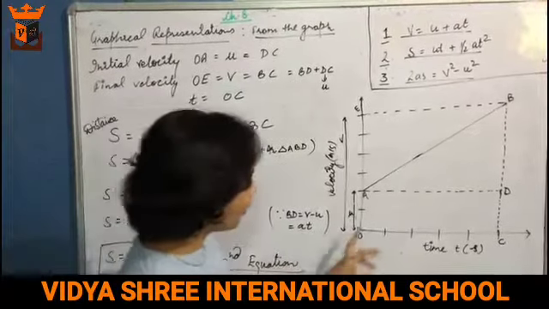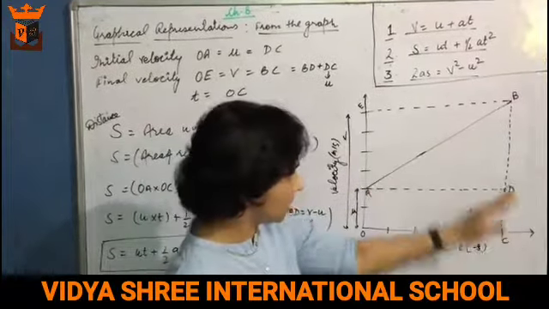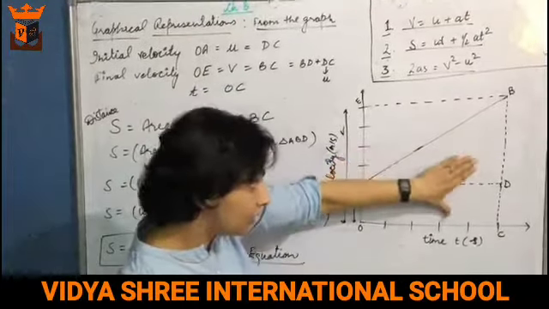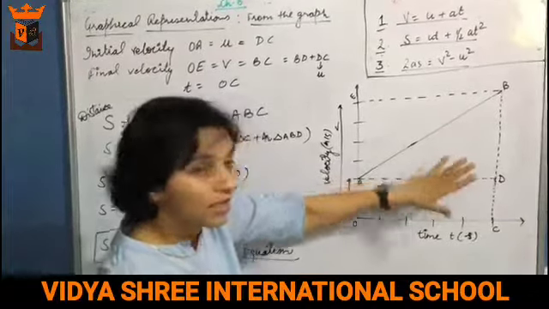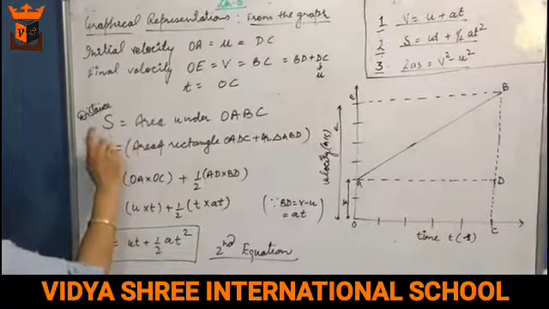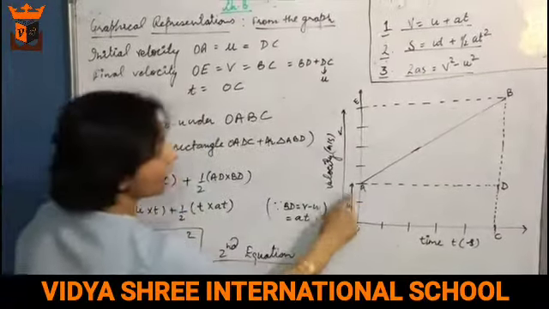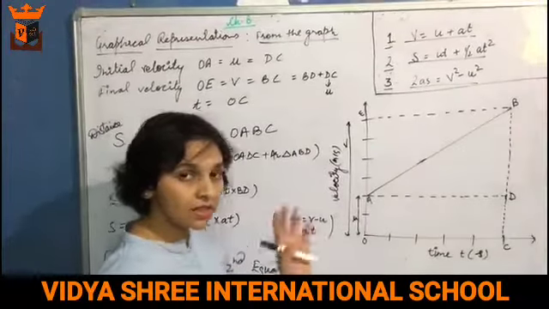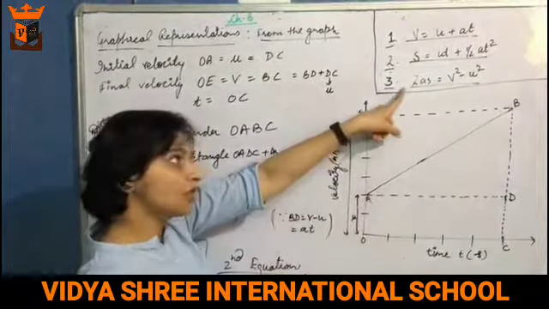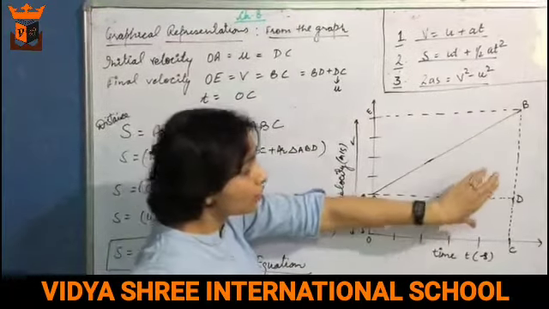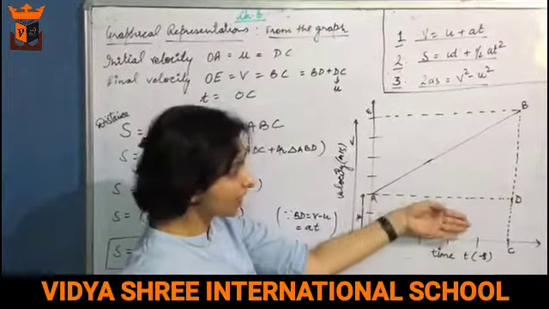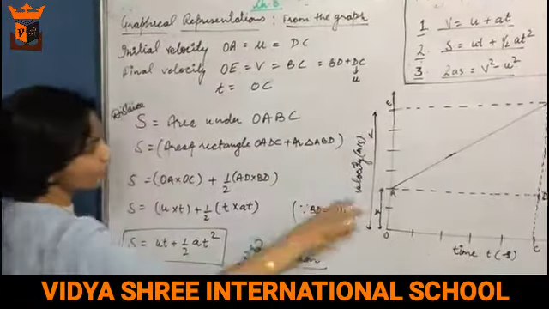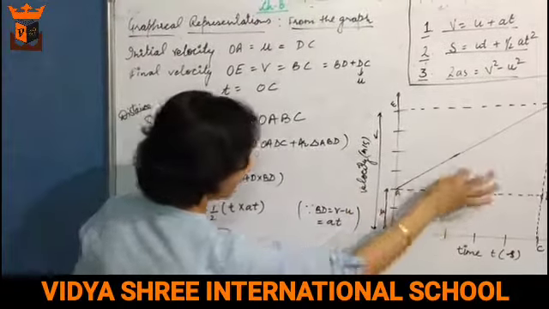Now see, this is O, A, B, C. This figure comes under AB. So area under this is distance. So distance is area under OABC. OABC is a trapezium. If you consider it just a trapezium, then the third equation will be proved. And if you break this trapezium into two figures, a rectangle and a triangle, then the second equation will be proved.